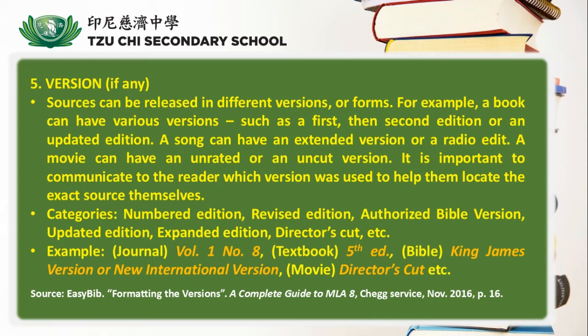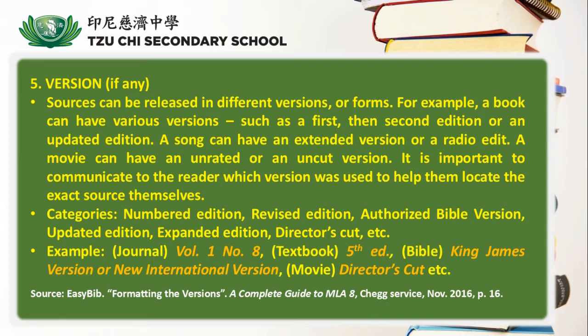Formatting the version, if any. Sources can be released in different versions or forms. For example, a book can have various versions such as a first then second edition or an updated edition. A song can have an extended version or a radio edit. A movie can have an unrated or an uncut version, and many others. It is important to communicate to the reader which version was used to help them locate the exact source themselves. Categories such as numbered edition, revised edition, authorized Bible version, updated version, expanded edition, director's cut, and many more.